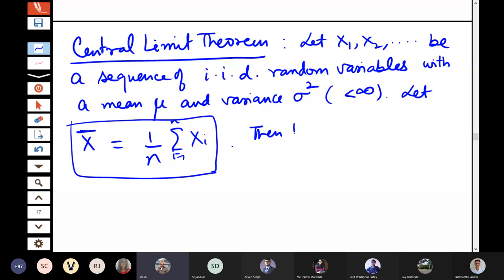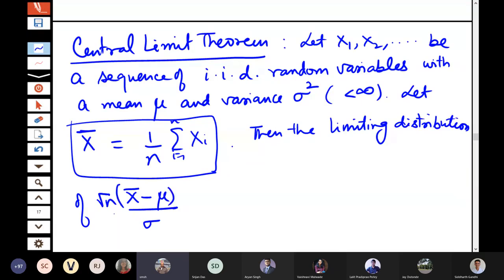Then the limiting distribution of x bar minus mu by sigma by root n, that is root n in the numerator, is normal 0, 1 as n tends to infinity. So look at the importance of this result. I said that they are from any distribution but with mean mu and variance sigma square. After standardization, that means subtracting the mean and dividing by the standard deviation, it is normal 0, 1 for n large.